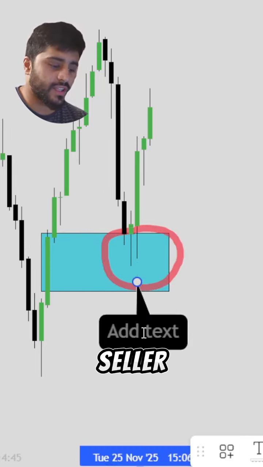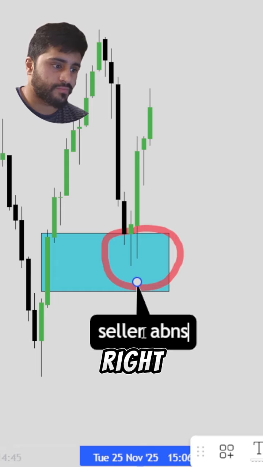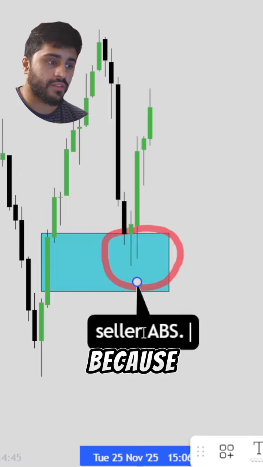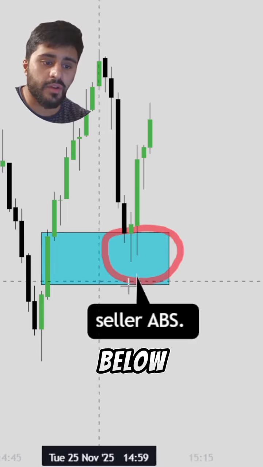So this is what we call seller absorption, right? Just going to write ABS. This is a seller absorption, because sellers were unsuccessful to break below this level.